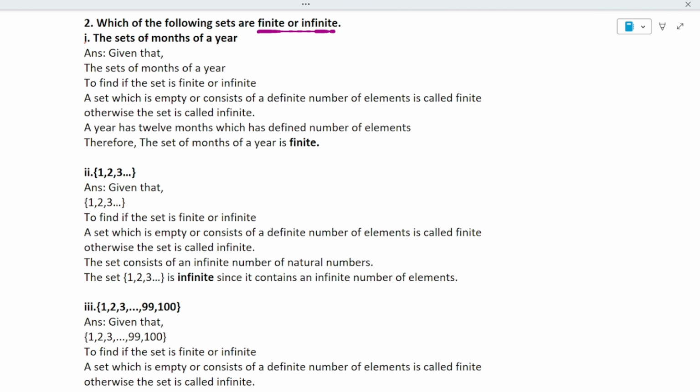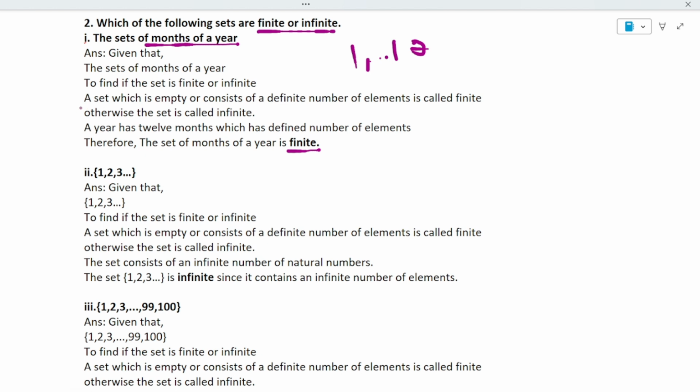Now let's take the set of months of a year. In a year we have 12 months, up to 12 months. So it is countable. We can count as 1, 2, 3 up to 12. So we call this a finite set.